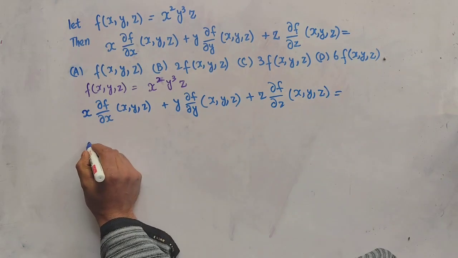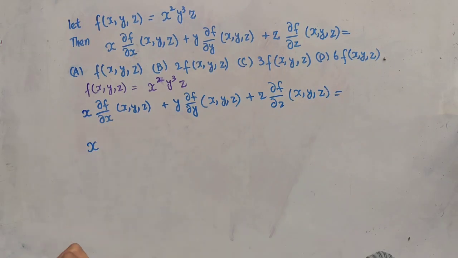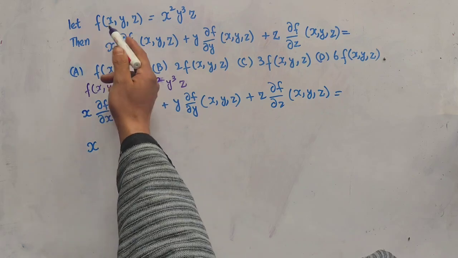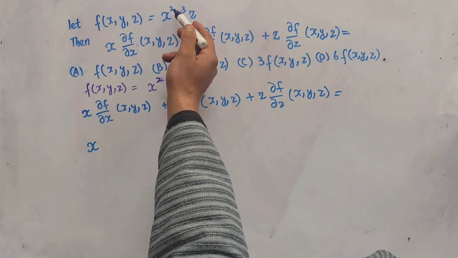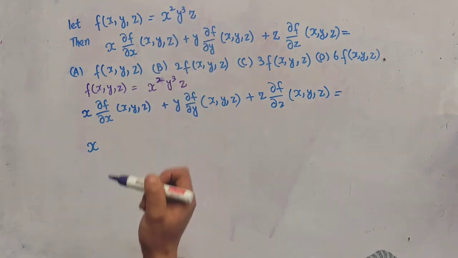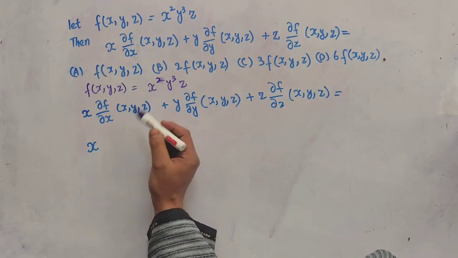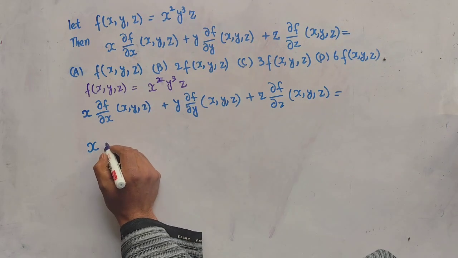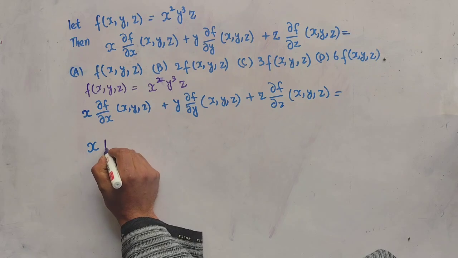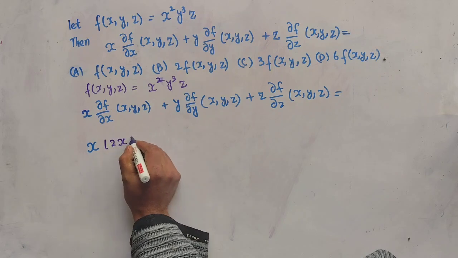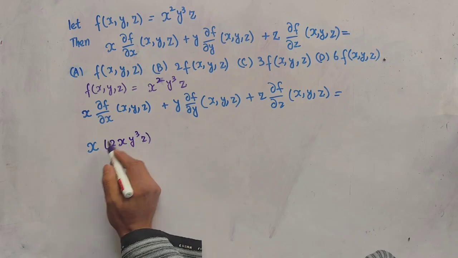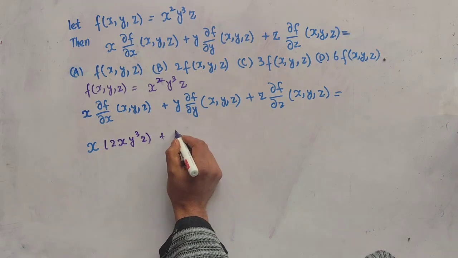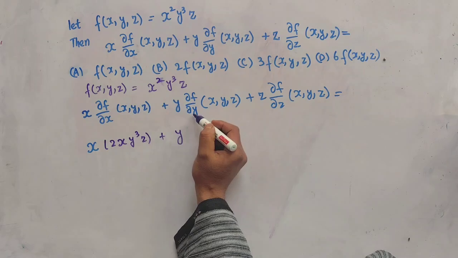Okay, so let's write first x. The derivative of this function with respect to x will be: the exponent of x becomes the coefficient and the exponent is subtracted by 1, so 2 becomes the coefficient. So we have x times twice x y cube z, and y and z will remain the same because we are taking the partials, plus y times the derivative of this function with respect to y.